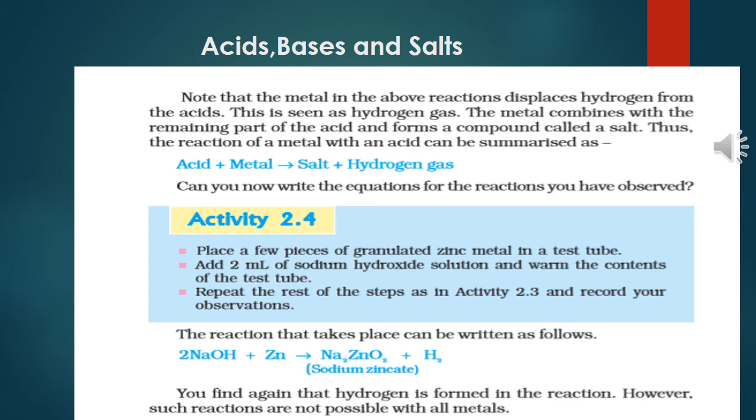So in this case also, when metal reacts with acid, then salt and hydrogen gas form, and when metal reacts with base, then also salt and hydrogen gas form. However, such reactions are not possible with all metals, remember.